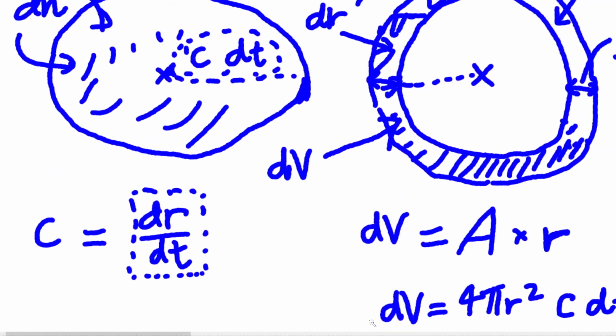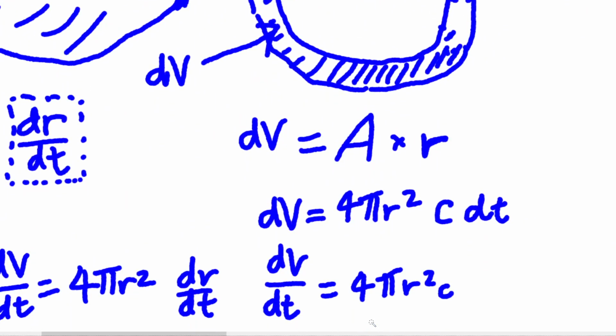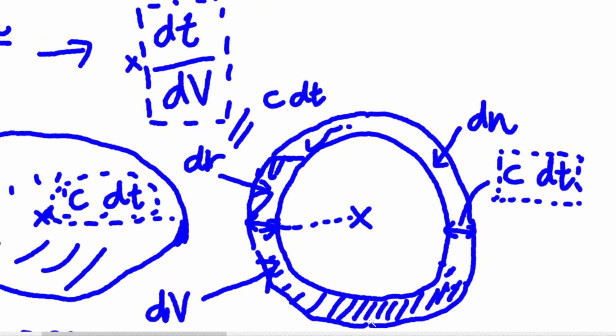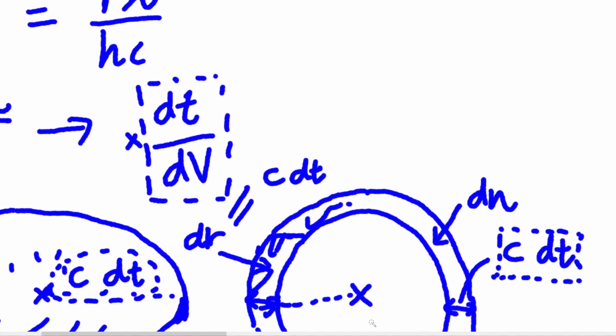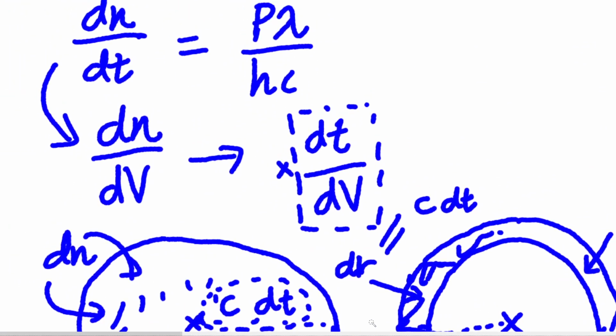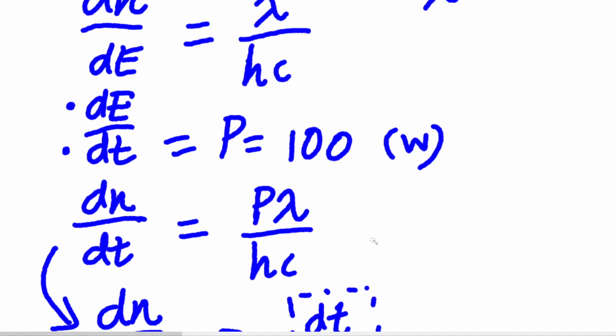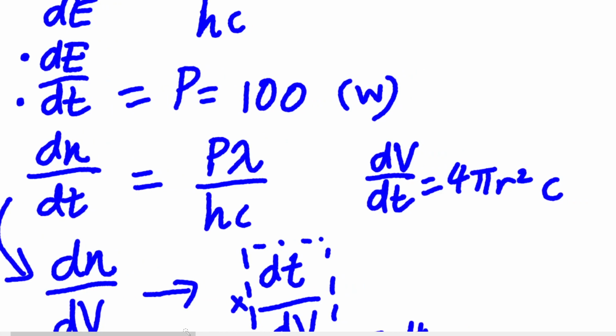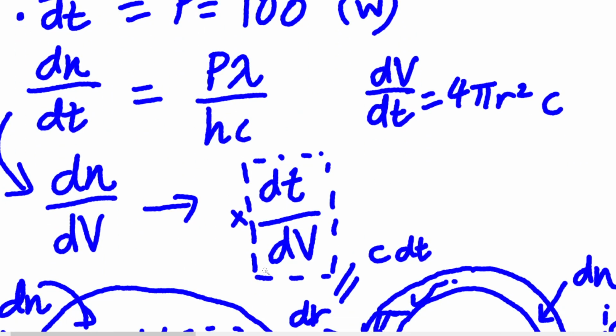So anyway, going back to the question at hand, we know that dV by dt is 4 pi r squared c. Again, I don't entirely know how to explain the significance of this in a fluent way, but if dN by dt is that, and dV by dt is 4 pi r squared c, then it should follow that you can find dt by dV by taking the reciprocal of this, or 1 over 4 pi r squared c.